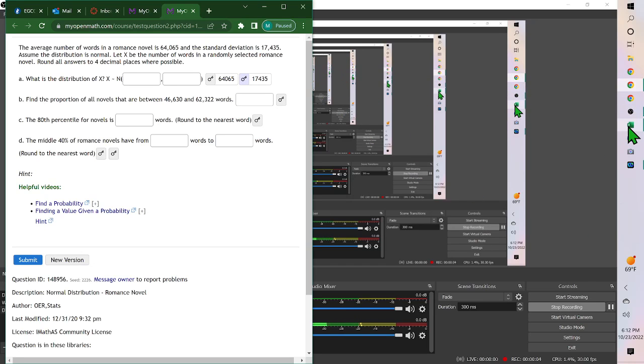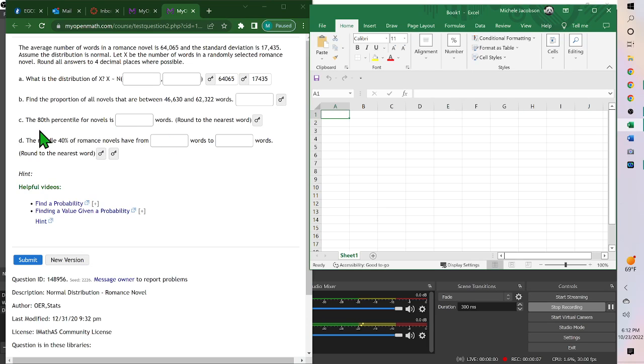For this problem, I'm using Excel for the middle 40%. First, we needed to find the mean, which is 64,065, and the standard deviation. And then when you're finding the proportion of novels that are between these two values, when you plug in a value, it gives you the percent below. So if we plug in the 62,000, it'll give us the percent below. If we subtract this one here, it will give us what's in between them.